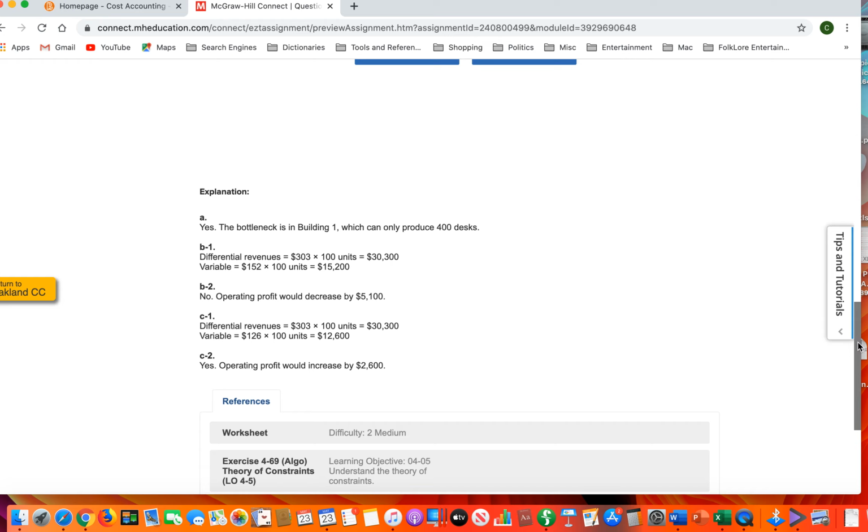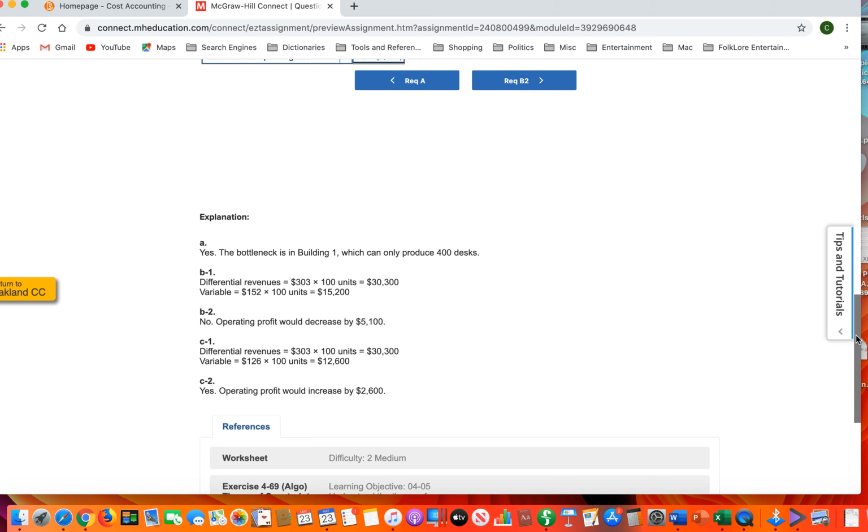See what I did? Again, the selling price is 303 times 100 is 30,300. Your variable cost is the same, $126 per unit, 12,600. That gives you a contribution margin of 17,700. Your fixed cost is 15,100. So the difference is a 2,600 increase in profit.